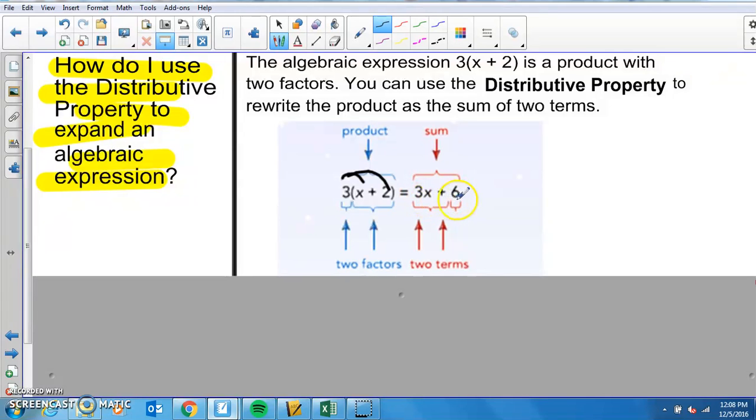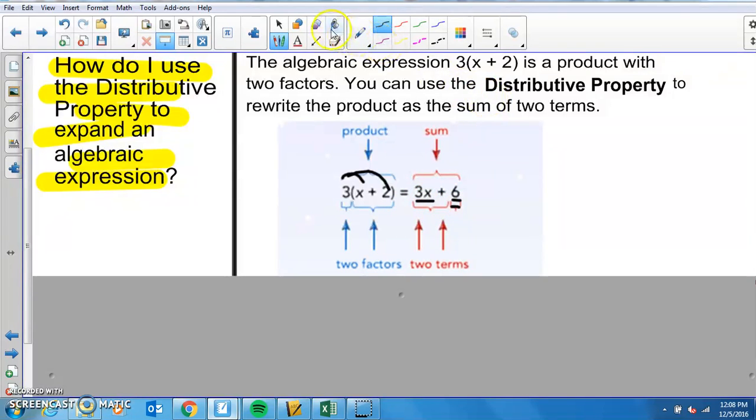If you'll notice this 3x plus 6, this 3x has a variable, this 6 does not. So these are not like terms, so we cannot combine them. So our answer would be 3x plus 6, and as you see down here, we have 2 terms. The first term is 3x, the second term is the 6.